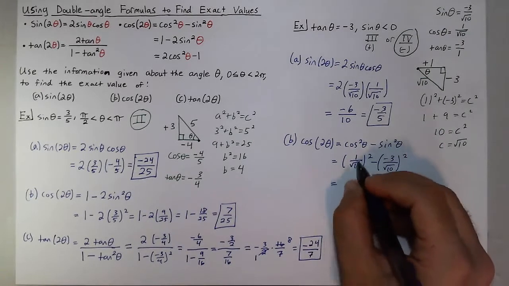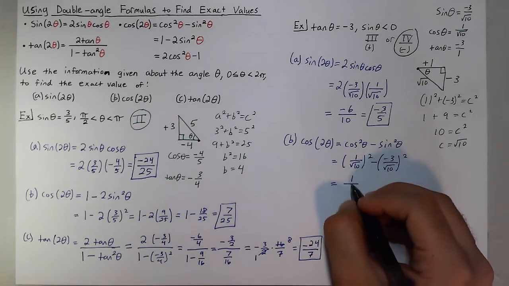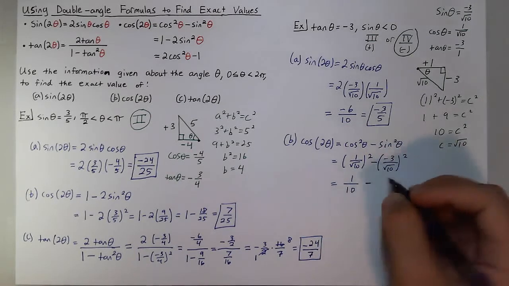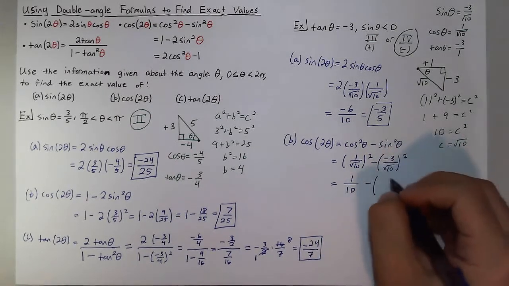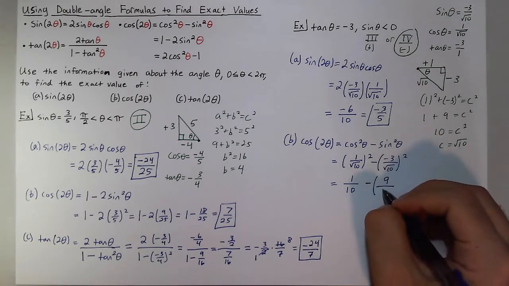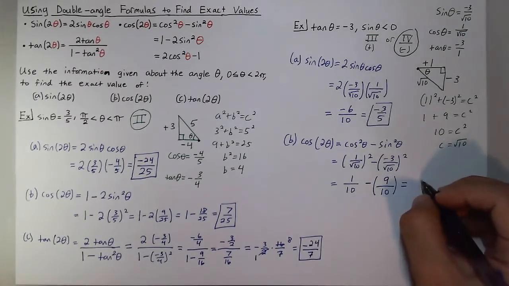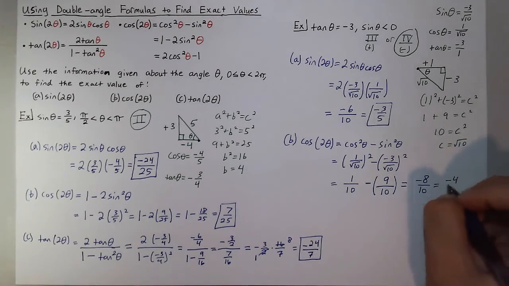That gives me 1 squared, which is 1, over the square root of 10 squared, which is just 10, minus negative 3 squared, which is a positive 9, over the square root of 10 squared, which is 10, and 1 minus 9/10 is negative 8/10, which simplifies to negative 4/5.